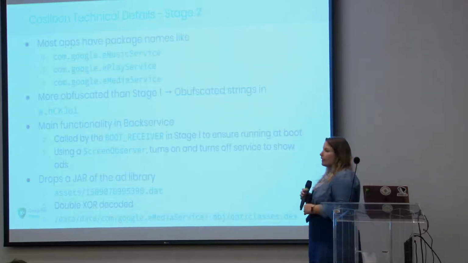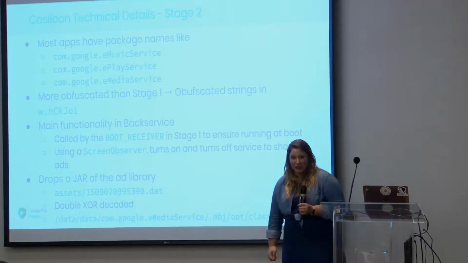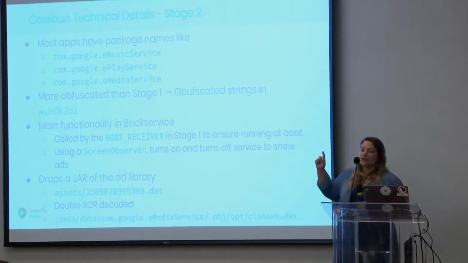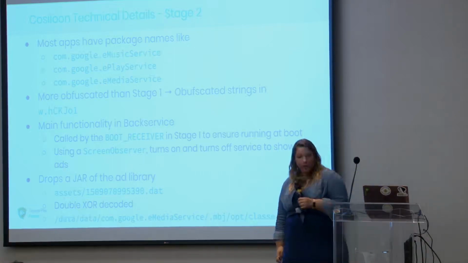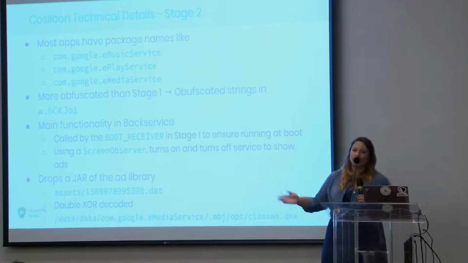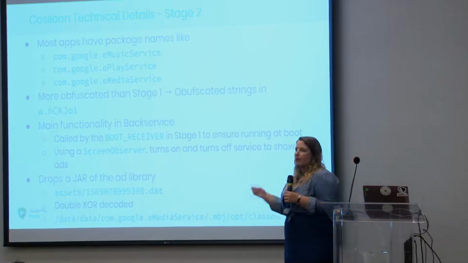So now that we've gone through stage 1, we passed all the checks. Yay, us, we download stage 2. Stage 2 almost always had these different package names trying to pretend to be Google products, saying e-music service, e-play service, sometimes adding some integers in there, and every once in a while spelling Google wrong.